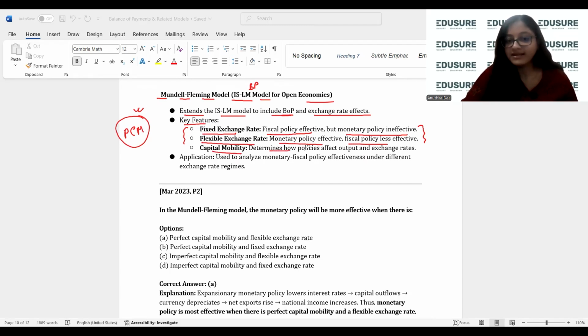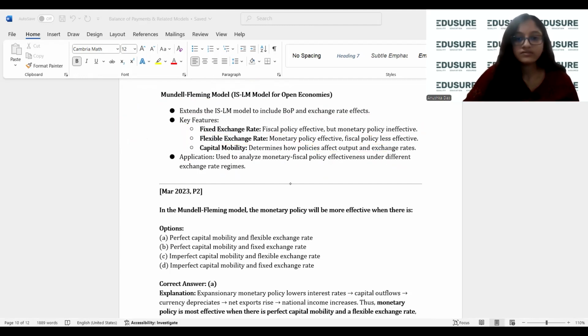And what is capital mobility? It determines how policies affect output and exchange rate. As I've told you, under perfect capital mobility, the domestic interest rate and the world interest rate are absolutely the same. That is why the capital has full, maximum mobility. It can travel in any direction. There are no barriers in the movement of capital. The Mundell-Fleming model is used to analyze monetary and fiscal policy effectiveness under different exchange rate regimes.